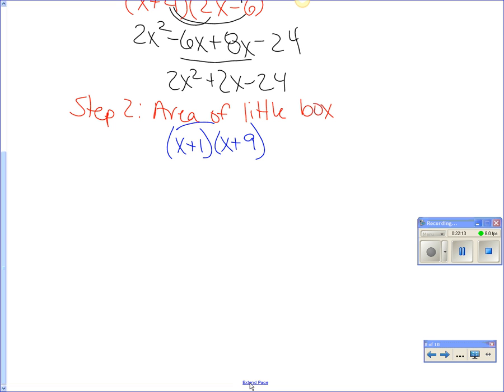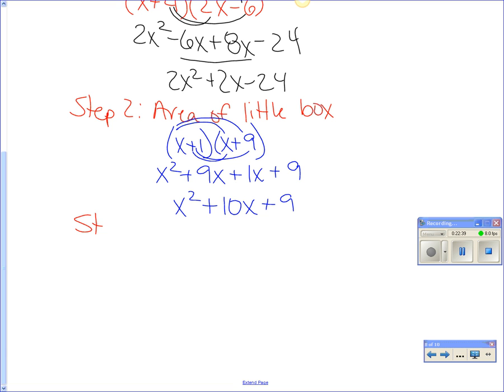So x times x is x squared, x times 9 is 9x, 1 times x is x, and 1 times 9 is 9. All right, so the final answer would be x squared plus 10x plus 9. Are we good so far? All right, last step. Last one.